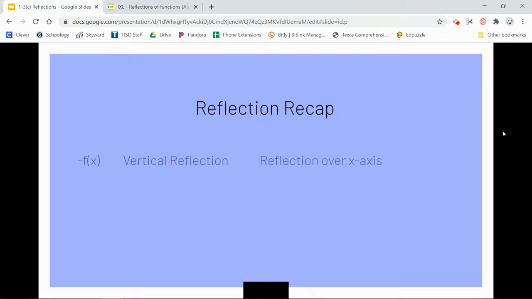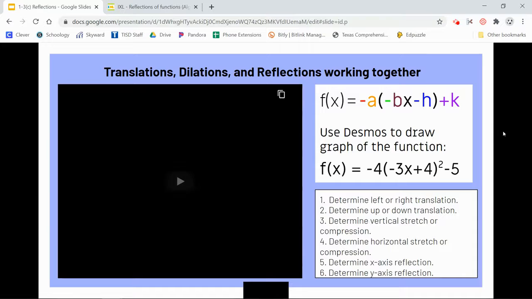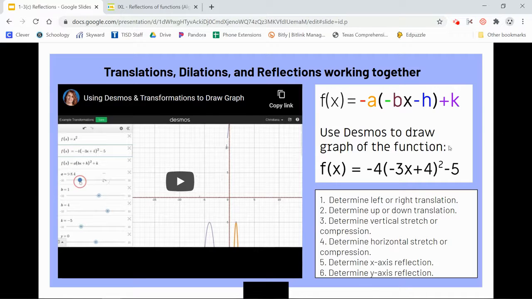Okay, so a quick recap. A negative f of x is the vertical reflection. It reflects across the x-axis. F of negative x is a horizontal reflection. It reflects across the y-axis. So let's see all of these things at work all at the same time.